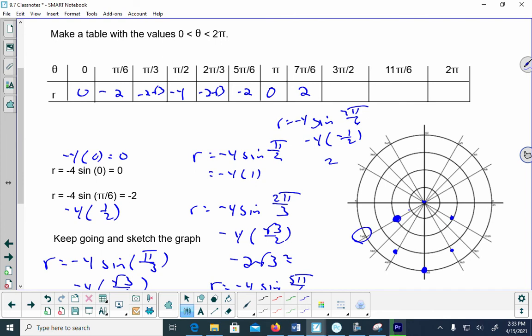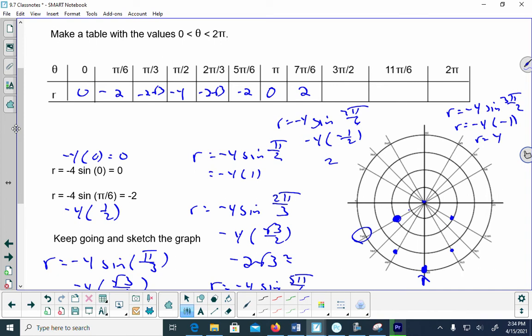I'm going to end up duplicating some of my points. So when I do 3 pi over 2, r is equal to -4 times the sine of 3 pi over 2. So r is equal to -4 times -1, so r is equal to 4. So when I go to 3 pi over 2, which is this line here, I'm going to do +4, which is this point here. So at a certain point, you start getting the same points again. So at that point, you can stop.